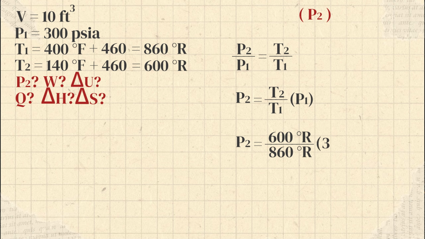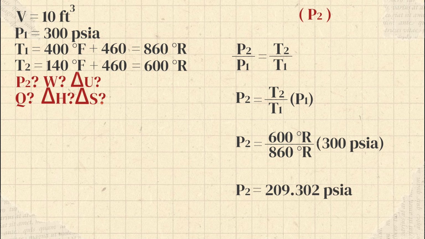For the P1, we have 300 psia. So, itong mga Rankine makakancel na and yung matitirang unit psia. Okay? So, upon calculation, magkakaroon tayo ng 209.302 psia. So, yung value na store natin sa A.